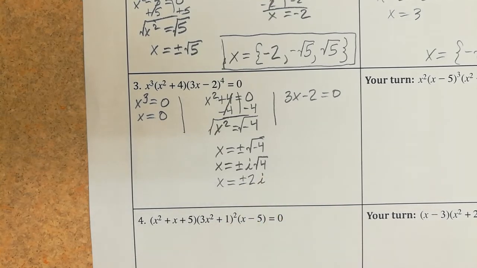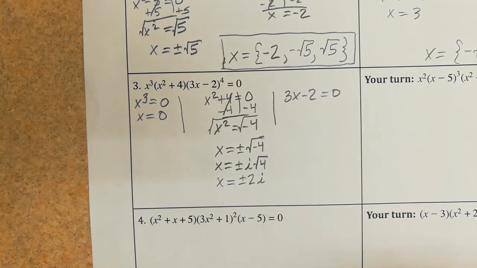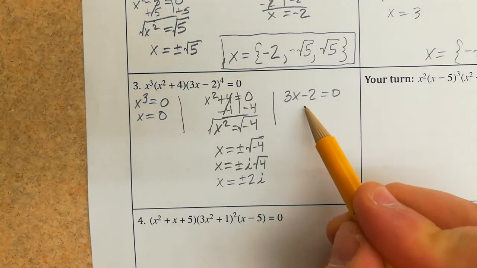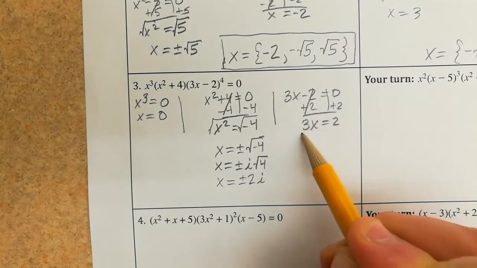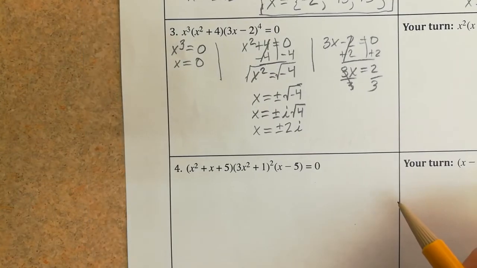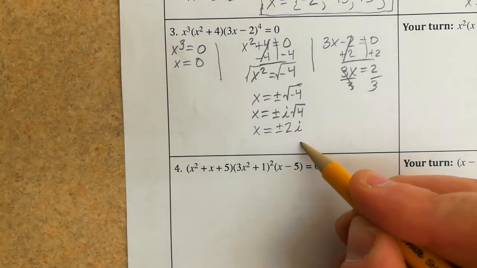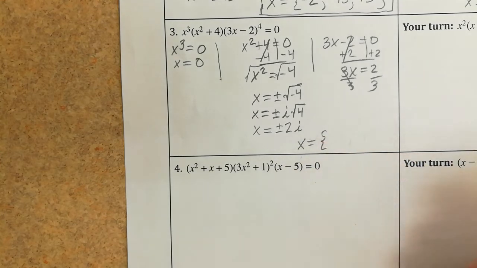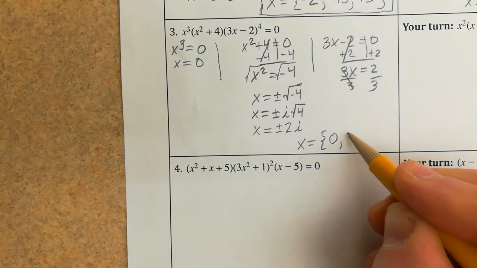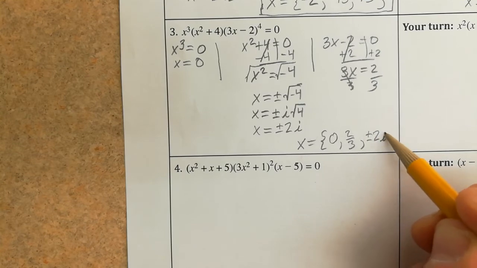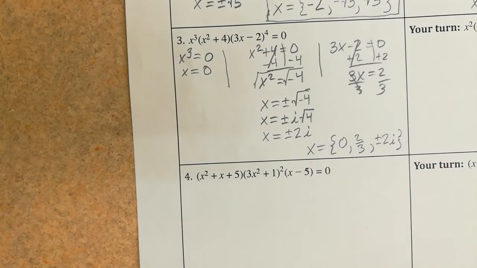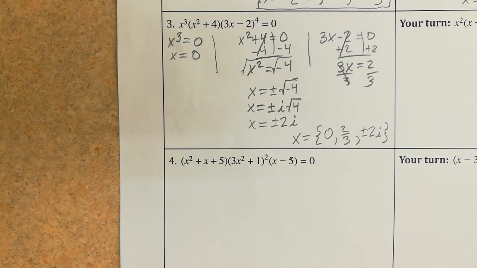Okay, I switched the order there too. But all right, so x equals positive or negative 2i. And then over here, this is just like one we had before. You just add 2 to both sides. And 3x equals 2. Divide by 3, you get 2/3. So our solutions, or roots, are then 0, 2/3, and then you can either list them out separately or together, positive or negative 2i. All right. You guys go ahead and do your turn.